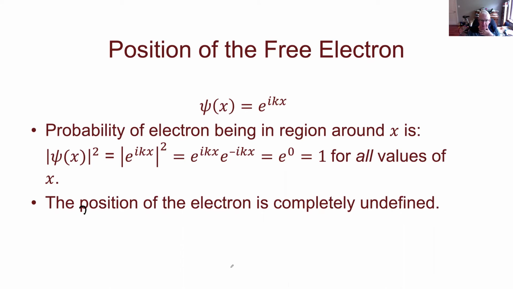So that's an odd result. It says that quantum mechanically, there's nothing we can know about where the electron is in this particular case, right? Because there are no limitations on where it can go. Its position is well and truly undefined.